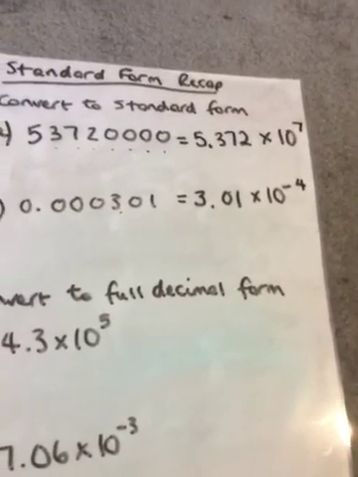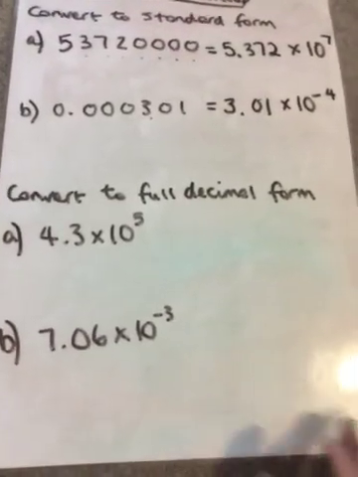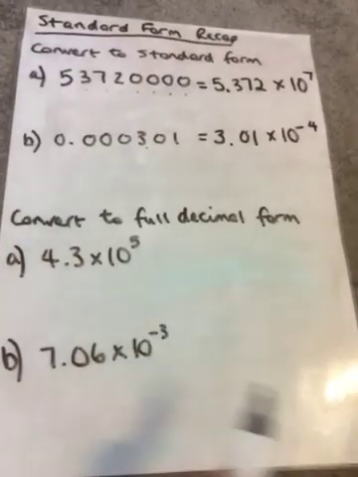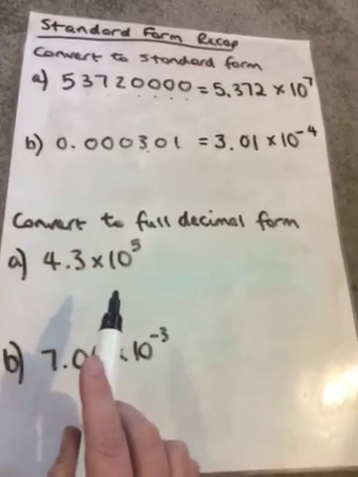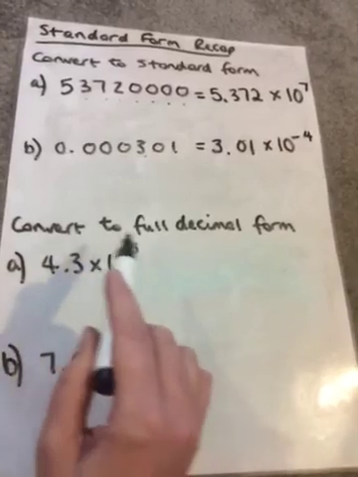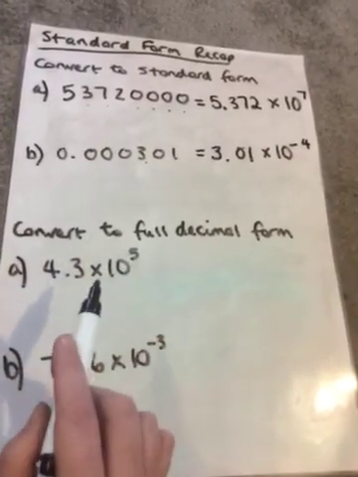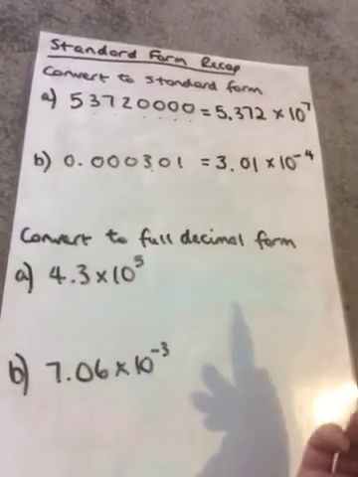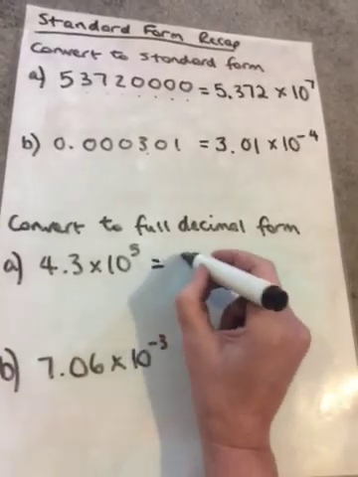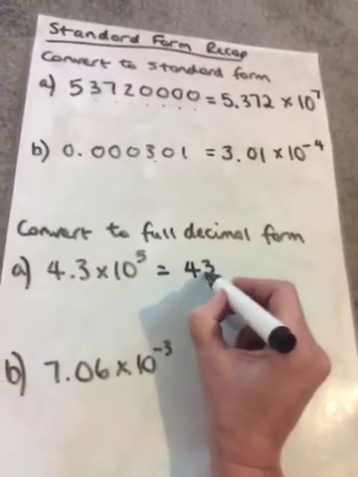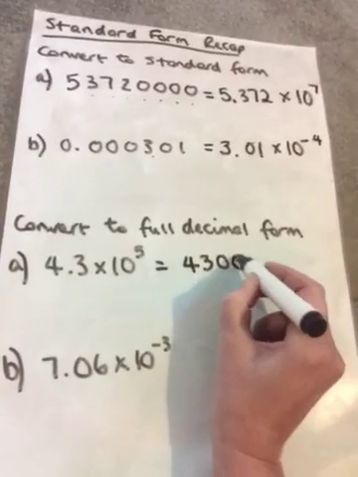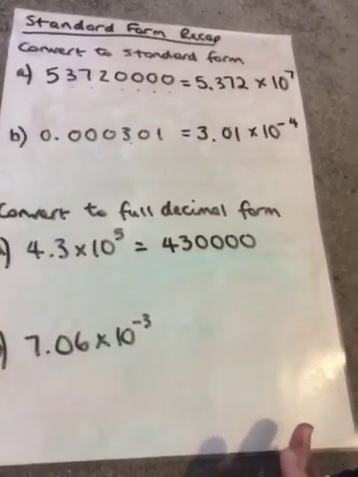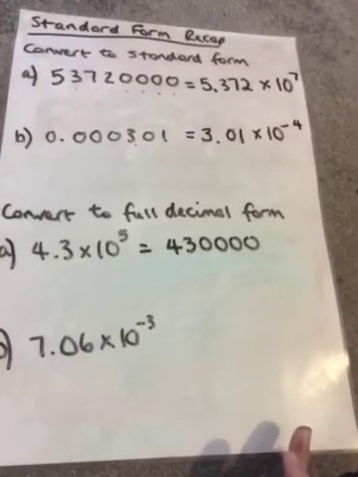So if we want to work the other way around, we want to go from standard form back to full decimal form, then what we need to do is make sure that we have times 10 to the 5. Now this 3 is one of those 5 numbers that come after the 4. So we're going to write the 4, and then we're going to write the 3 as one of our 5 numbers, and that means we've got 4 digits left. So our answer of 4.3 times 10 to the 5 is going to be 430,000.